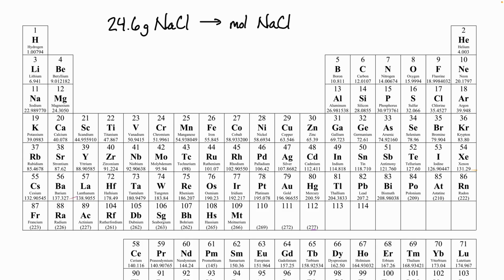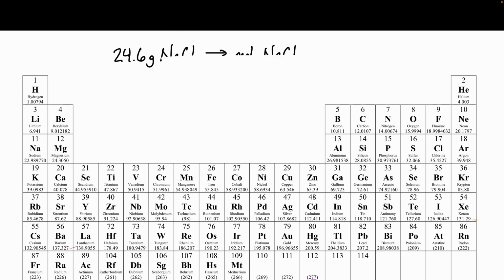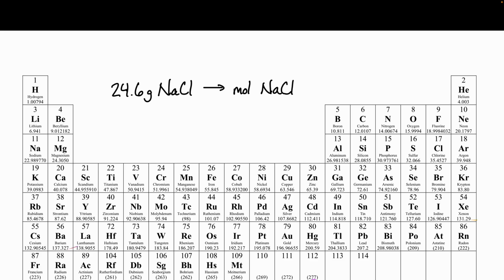All right, so I take that number from the periodic table, the 22.989770 plus the 35.4527, and my calculator spits out, I'm going to put it over here for bookkeeping purposes, 58.44247.